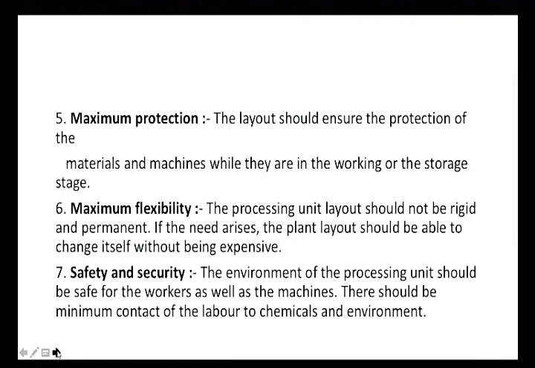So the next principle is safety and security. Safety in terms of the environment, right? Safety in terms of the environment that you use.